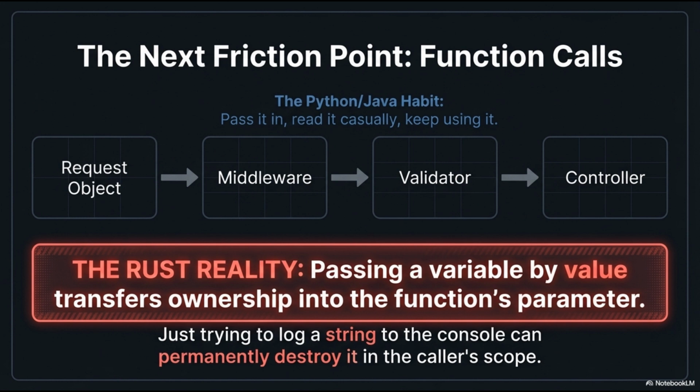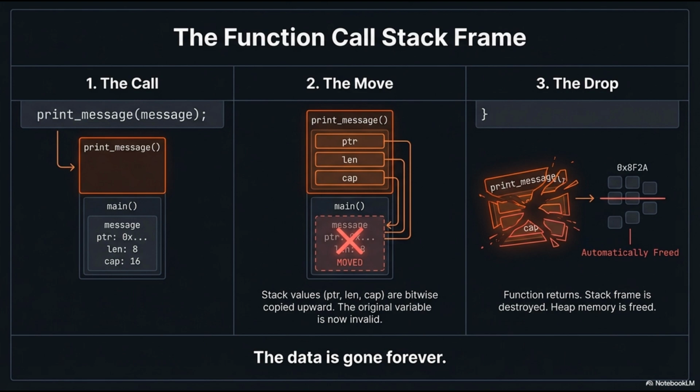Wait, let me trace the mechanics of this. Go for it. I create a string called message. I call a logging function called printMessage, and I pass message into it as an argument. Okay. Under the hood, a new stack frame is created for the function. The string's pointer, length, and capacity are copied into the function's parameter. And because of that copy, the original variable in the caller's stack frame is invalidated. The function now owns the string.